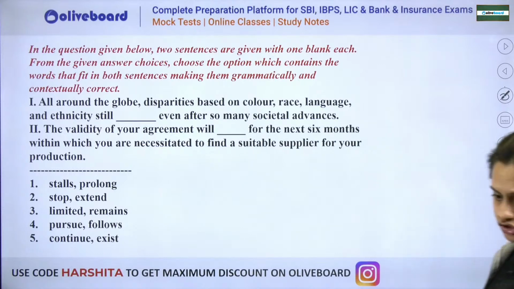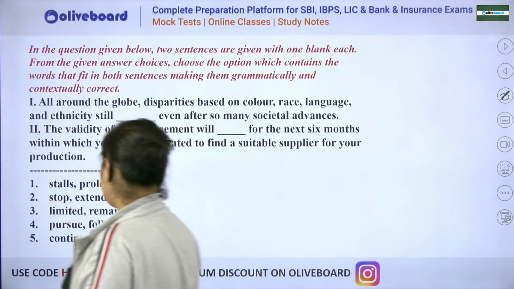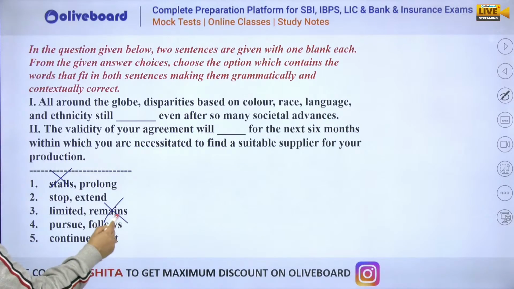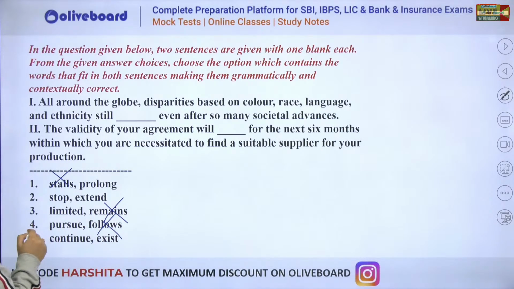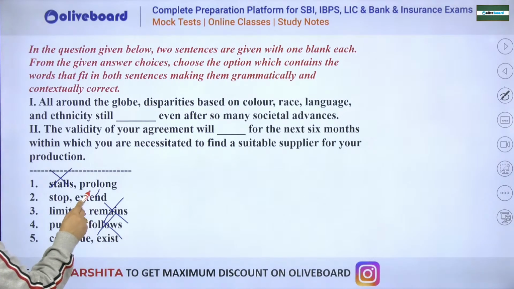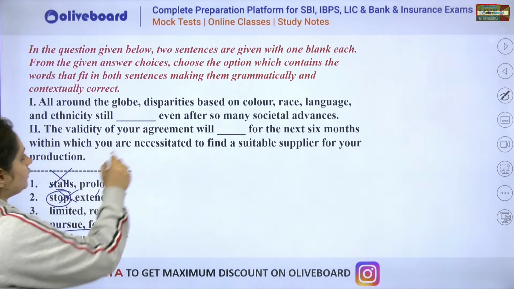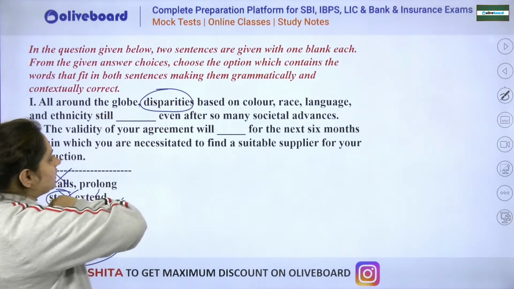We are very sure we need a plural verb. Okay, so stalls, cancel. Okay, remains, cancel. Follows, cancel. Okay, I am very sure we are not extending anything or stopping anything. This is the opposite of the meaning. So again, very easy elimination. How do I know? We are talking about disparities, plural.